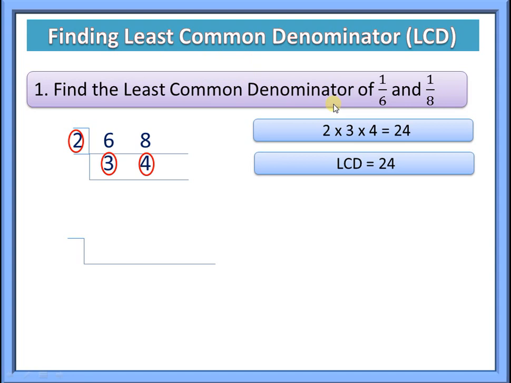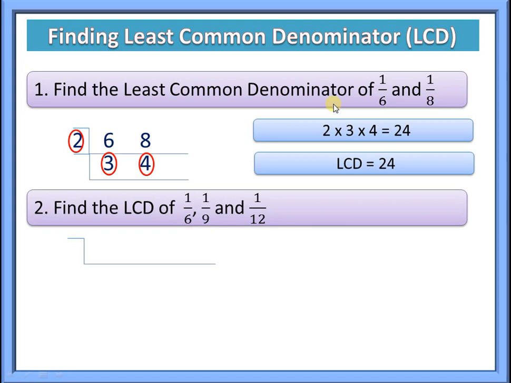Okay? Let's have the next one. Find the LCD of 1 over 9, 1 over 6, and 1 over 12. Again, let's put it here. Now let us check. What common number among the 3 can you think of? Or what number can you divide all these 3? If your answer is 3, you are correct. I could divide 6 by 3, 9 by 3, and 12 by 3. So the answer will be 2, 3, and 4.